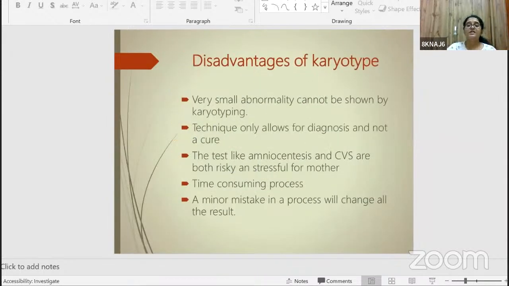Again, the disadvantages: if there is only a single abnormality, it cannot be detected by the karyotype. It should be more in number. The technique only allows for diagnosis. Obviously, genetic diseases do not have cures. Tests like amniocentesis or chorionic villus sample testing are quite risky, it is a stressful period for the mother basically, and it is a time-consuming process. And a minor mistake will change the result overall because you're dealing with chromosomes over here. Any misidentification also causes an issue. So this is about karyotyping. We will come back to chromosomes again because I am not yet done with that particular topic.